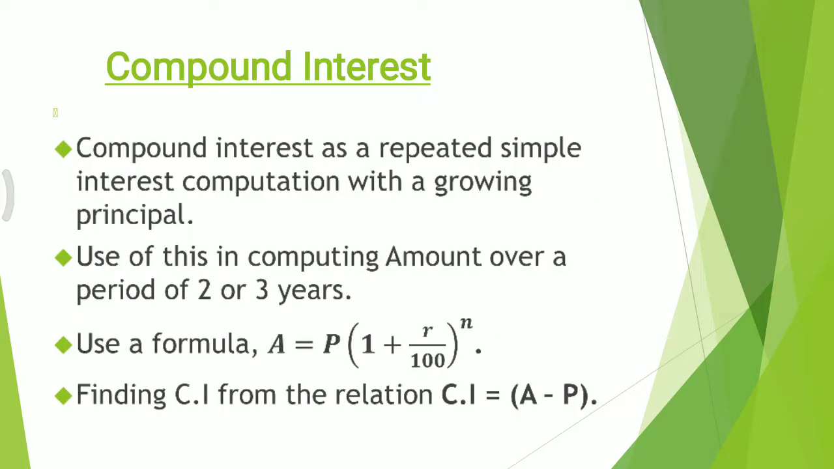Next, we can see what is compound interest. Compound interest is a repeated simple interest computation with a growing principal. It is used in computing the amount over a period of 2 years or 3 years or more than a year. The formula for that: the amount is equal to P into 1 plus R by 100 whole power n. Finding compound interest from the relation: compound interest is equal to A minus P.